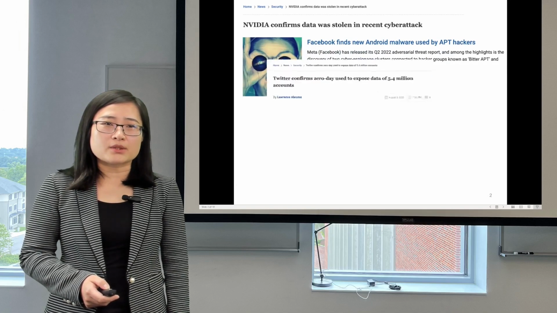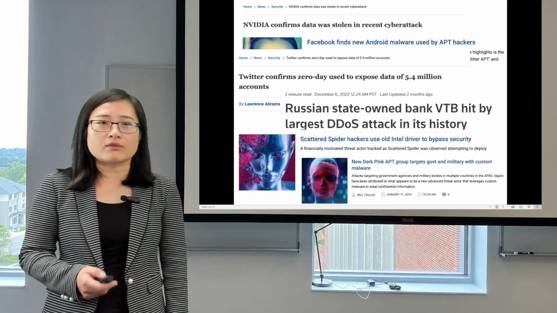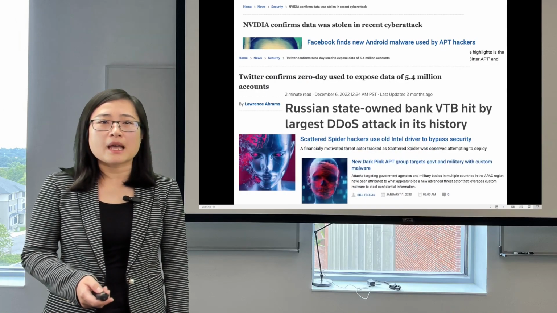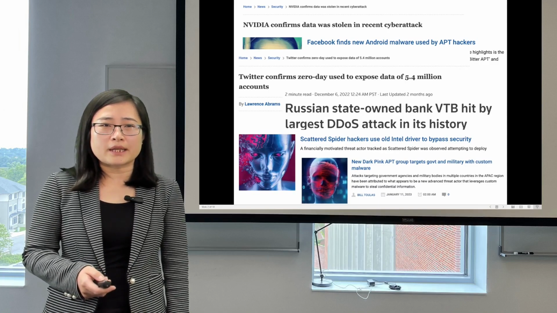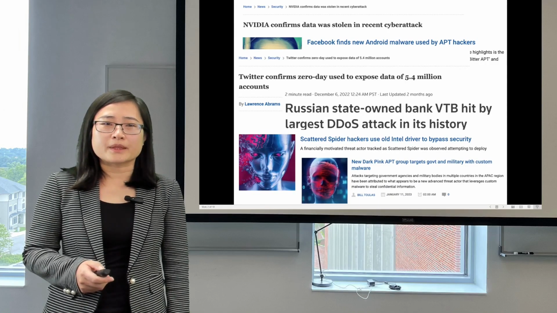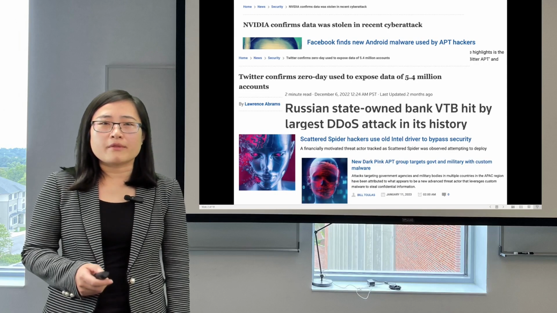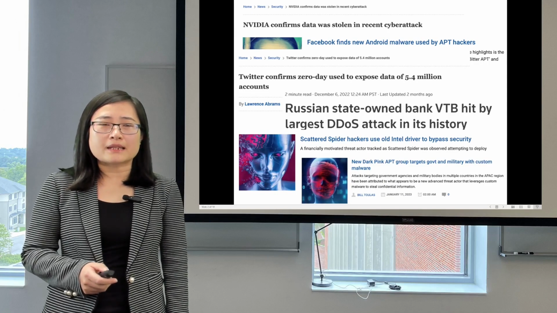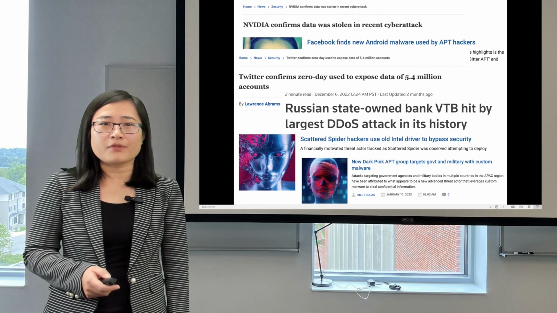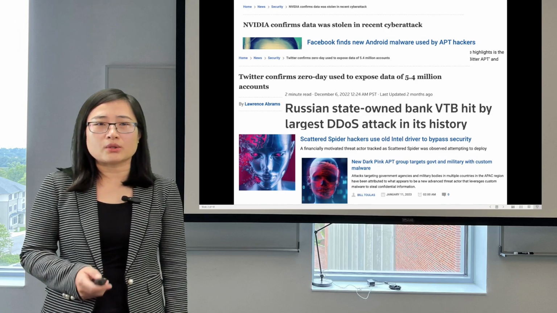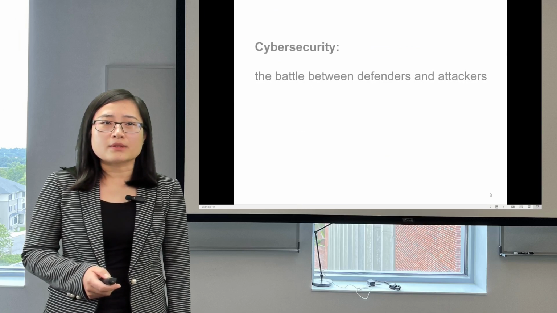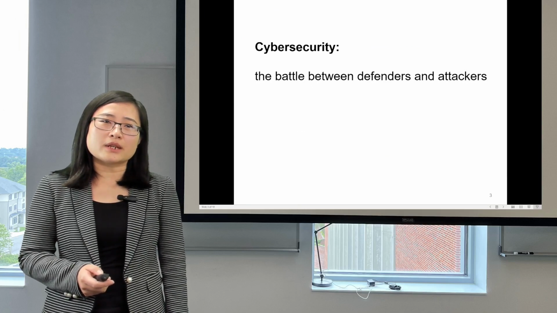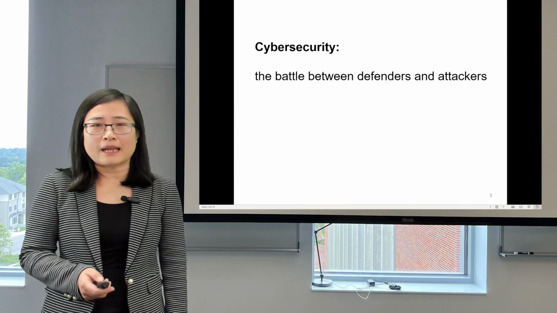It's not surprising to see the increasing number and variety of cyber attacks. These attacks involve malware, zero-day exploits, DDoS attacks, etc. With these ongoing threats that impact everyday life, it's very important to defend our network against those attacks. So cybersecurity is essentially the battle between defenders and attackers.